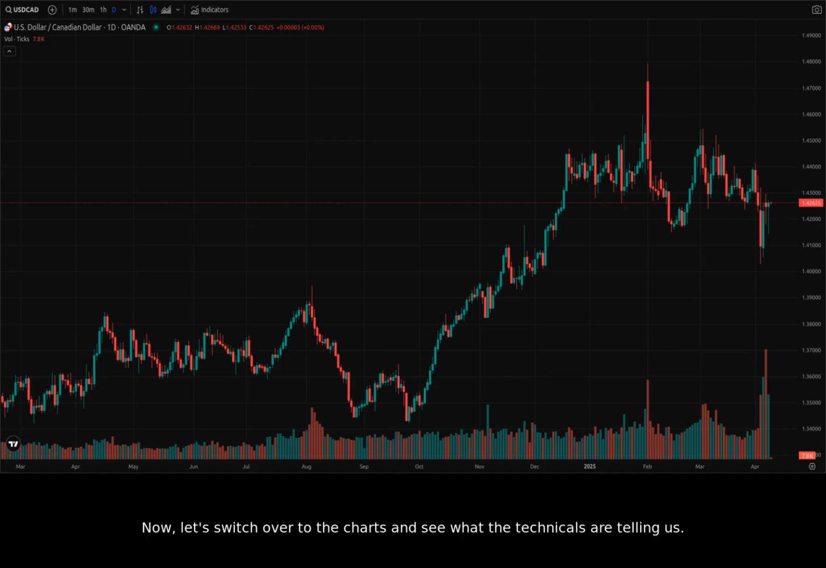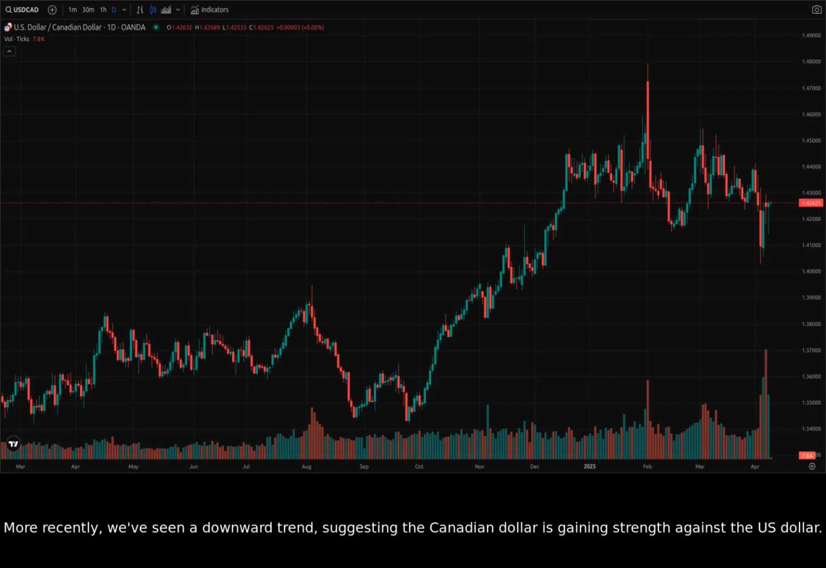Now, let's switch over to the charts and see what the technicals are telling us. Looking at the daily chart, we can see a long-term overview of the USDCAD's price action. We've had a broad trading range over the past several months, with price bouncing between roughly 1.30 and 1.45. More recently, we've seen a downward trend, suggesting the Canadian dollar is gaining strength against the US dollar.